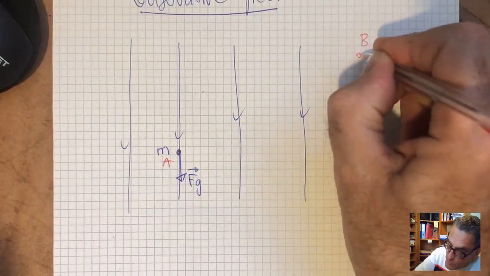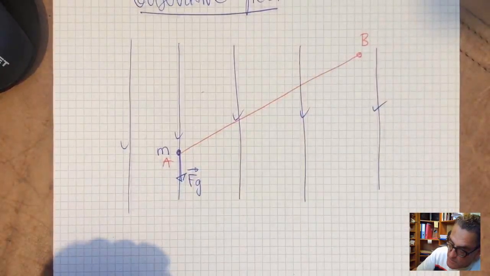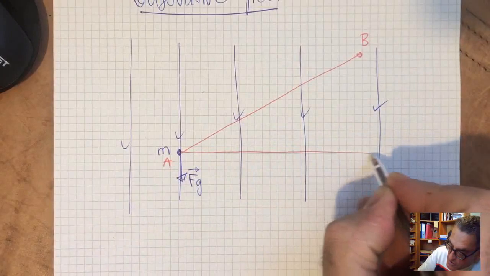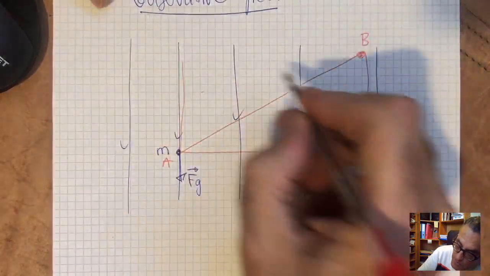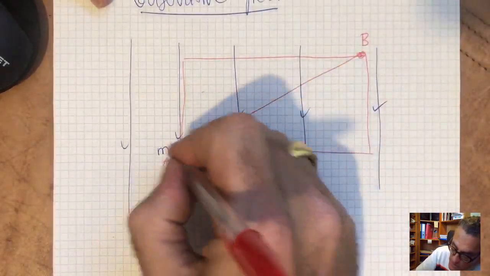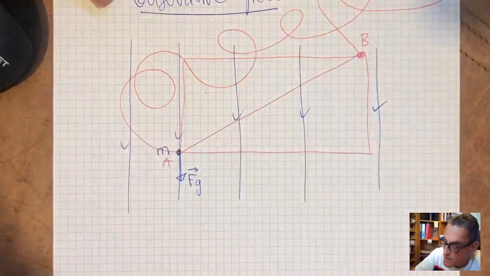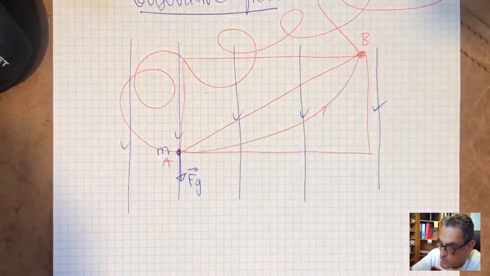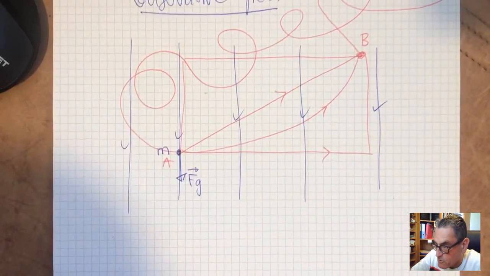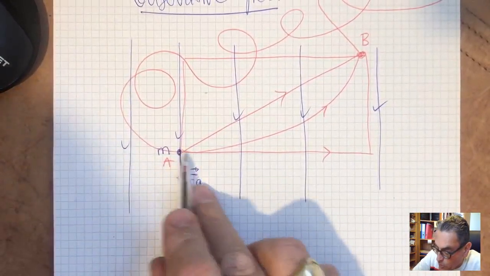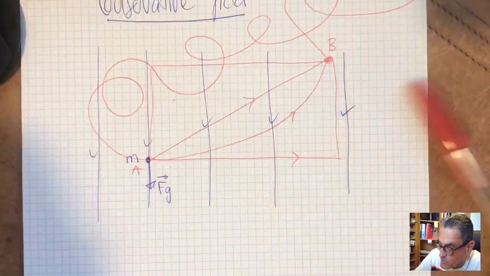I can go straight, of course. I can go down here and then up, which is what we did in the previous exercise. I can go up and then horizontally, or I can follow a crazy creative path. Well, my claim is that if you do this in the gravitational field, the work needed on all these paths is exactly the same. And how can you understand that?